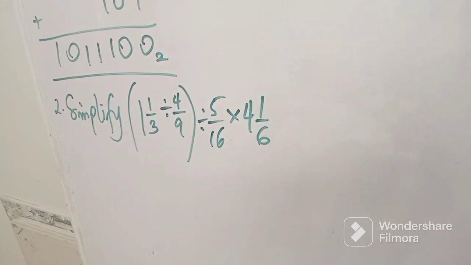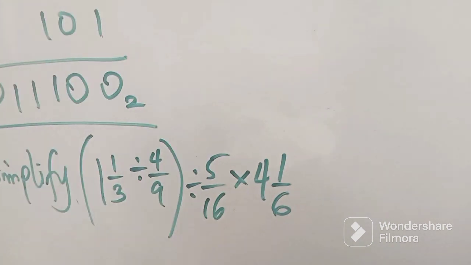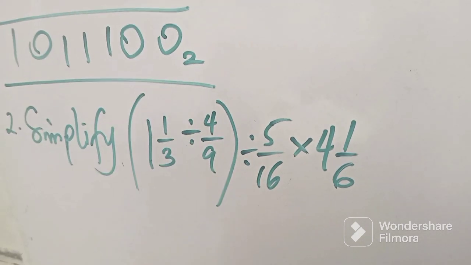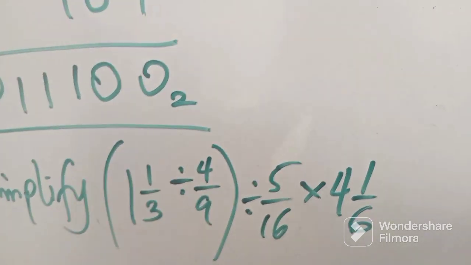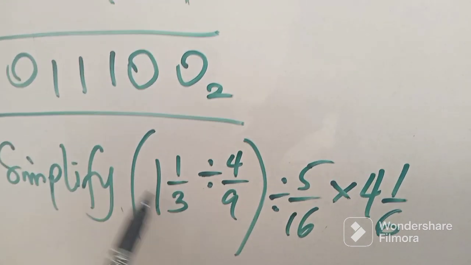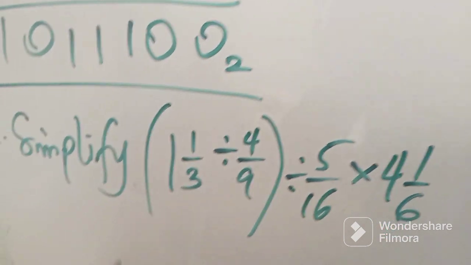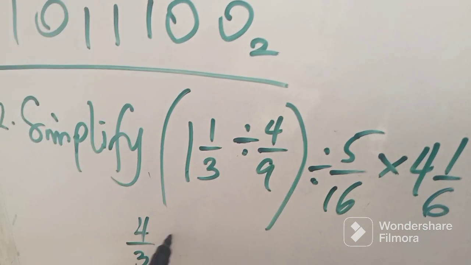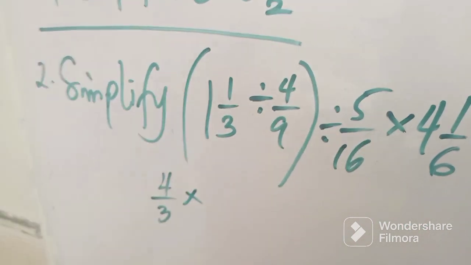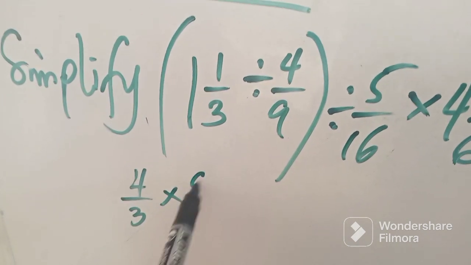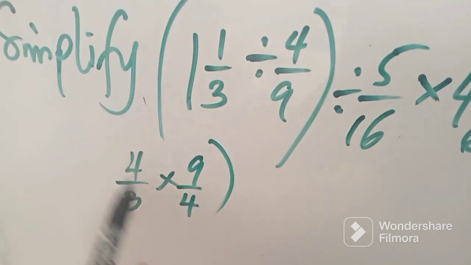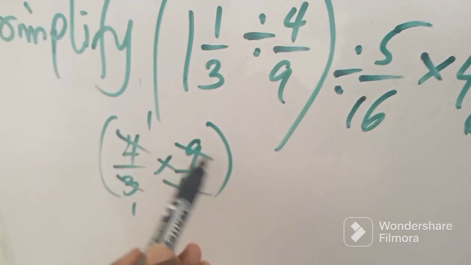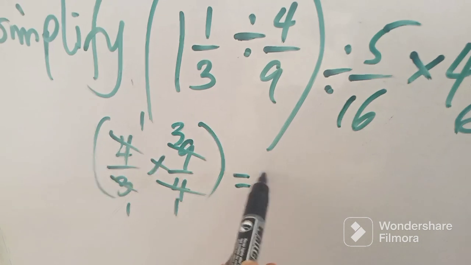Solving the one in this question, we have to simplify this. Starting with the one inside the bracket, we convert the mixed number to an improper fraction, so that 3 times 1, 3 plus 1 will give me 4 over 3. Then this one will change to times. So the 9 will come up, 4 will go down, which will now give us 4 here 1, 4 here 1, 3 here 1, 3 here 3. So that will give me 3.